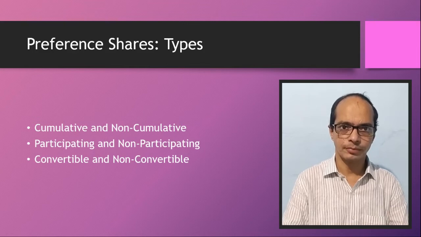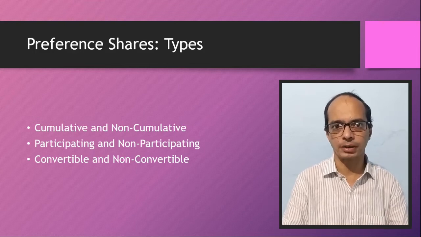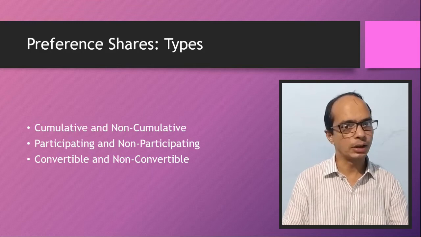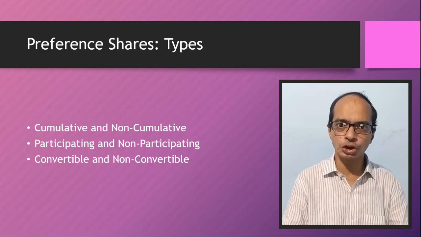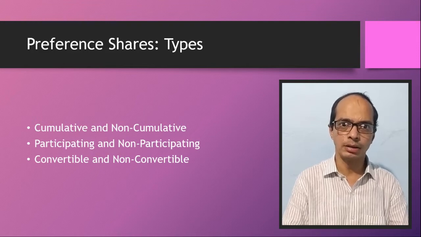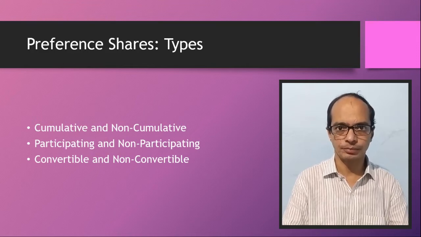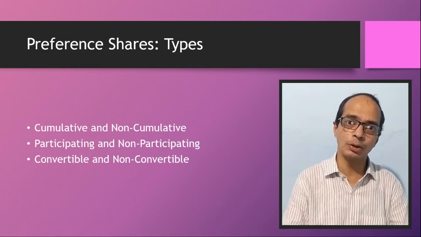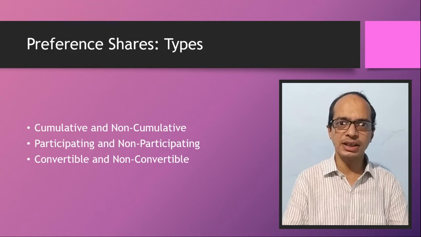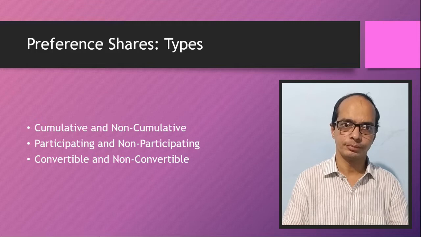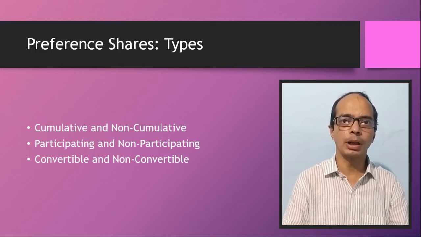Second classification, on the basis of participation in the surplus profit. In this category also, there are two types of the preference shares, participating and non-participating. Participating preference shares are those shares which have a right to get additional dividend out of surplus profit of a company after dividend at certain rate has been paid to the equity shares. If such right of participation in the surplus profit is not provided to the preference shares, they are known as non-participating preference shares.